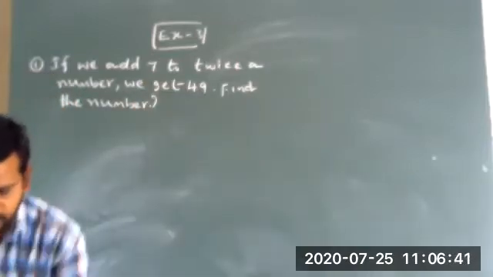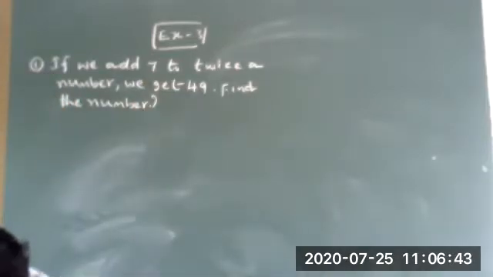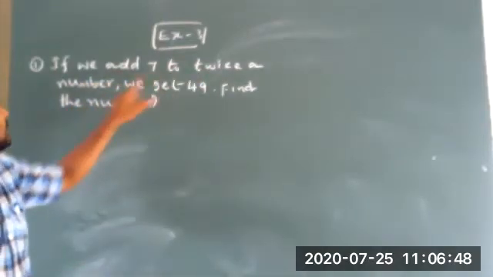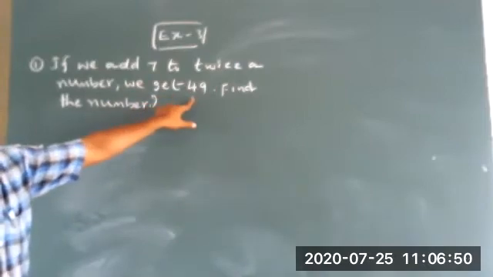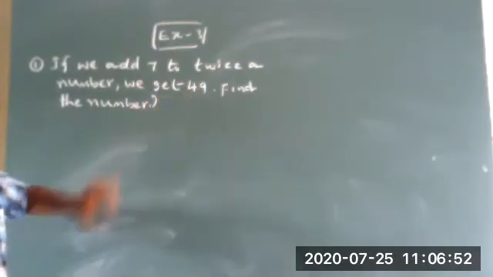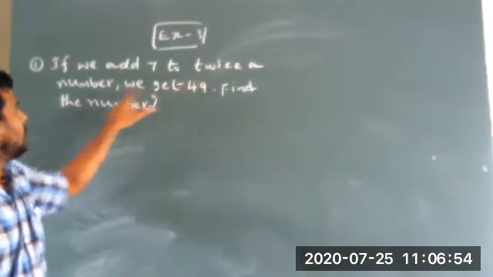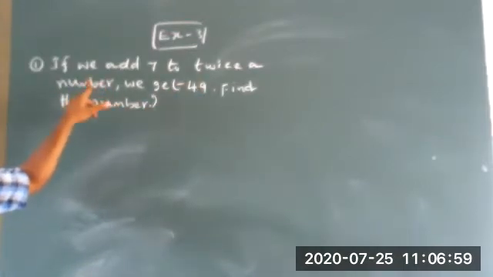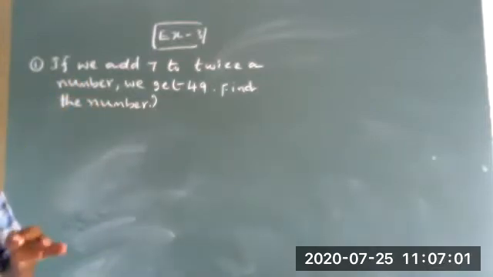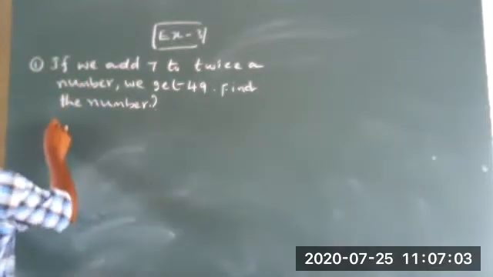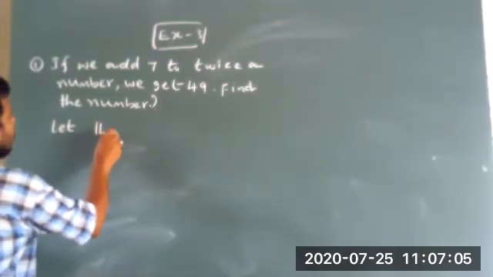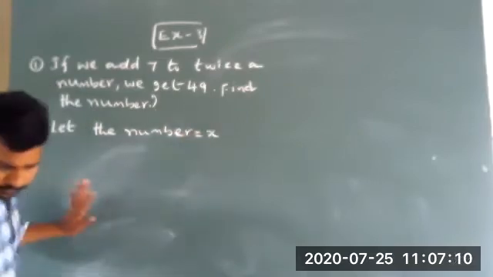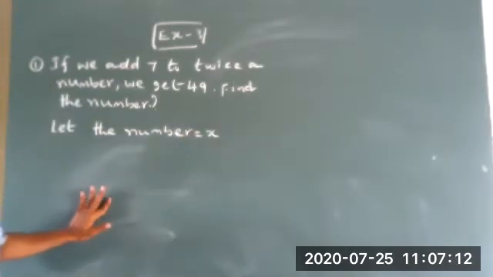This is the given word problem. We add 7 to twice a number, we get 49. Find the number. See children, for twice a number, they have not given how much the number is. So let it be x. Let the number be x.